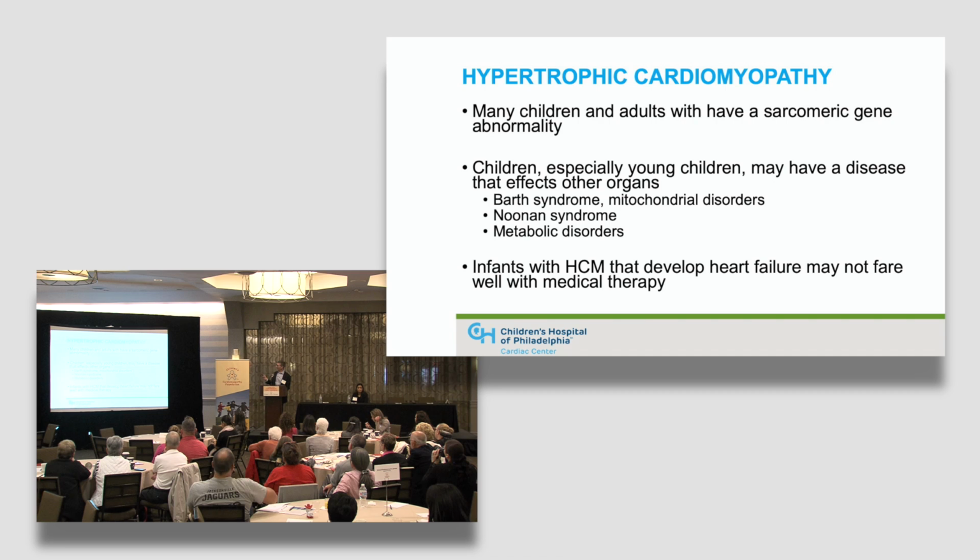So many children and adults will have an abnormality in what we call the sarcomeric genes, part of the heart that's involved with contraction. And so that is definitely true in children and in adults. But in children, this hypertrophic cardiomyopathy can also occur in the setting of these other types of diseases, and in fact, many other diseases, metabolic disorders, mitochondrial problems, problems with energy metabolism, syndromes like Barth syndrome or Noonan syndrome frequently will have cardiomyopathies develop with that. So it can be dilated cardiomyopathy as well.